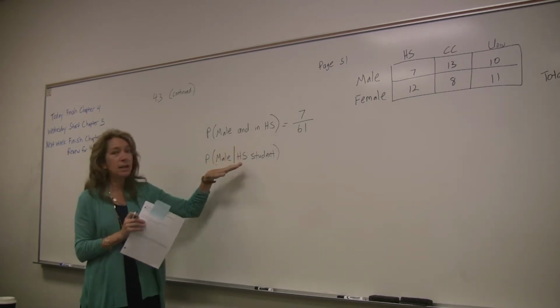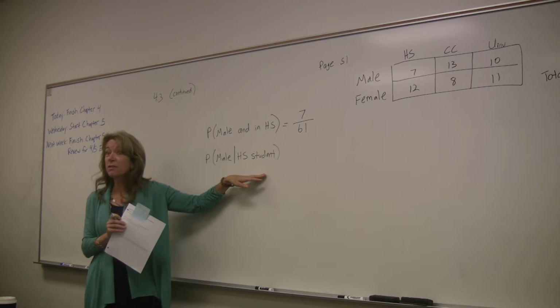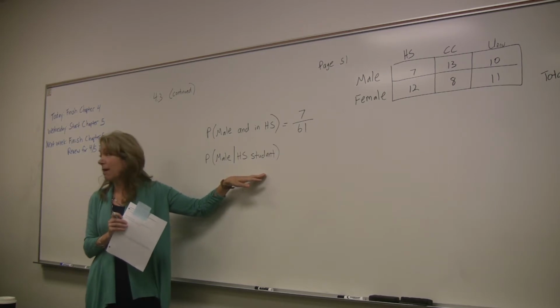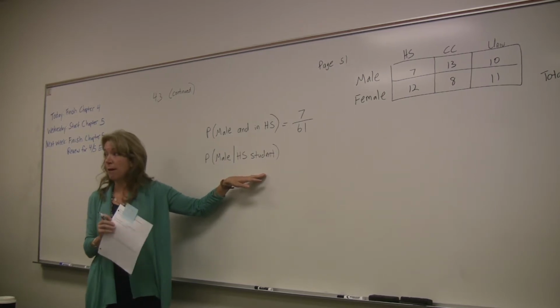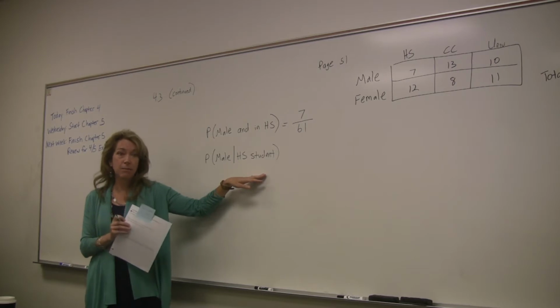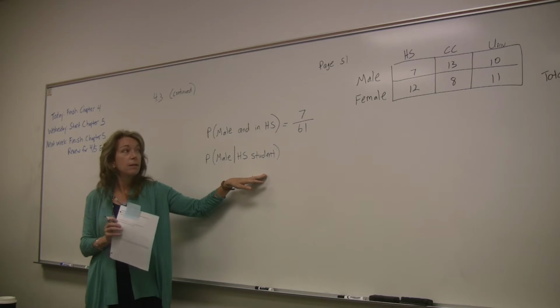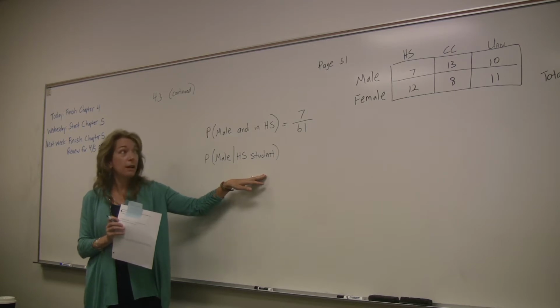This one says I reached in there, someone says, oh, by the way, the person you got is in high school. We know that much. Now that we know that much, how likely is it that it's male? The subtle difference? Yes. Would that be like 7 times 12 over the total high school students? I'm sorry, that'd be 7 over 12 high school students, which would be 19.